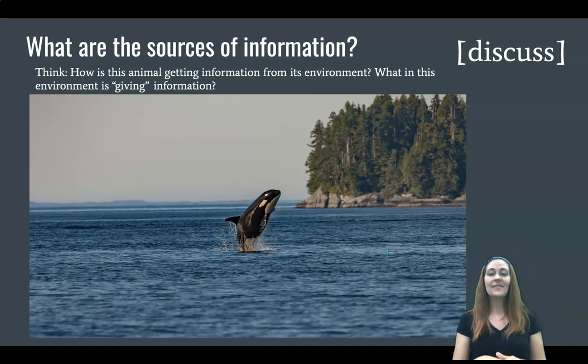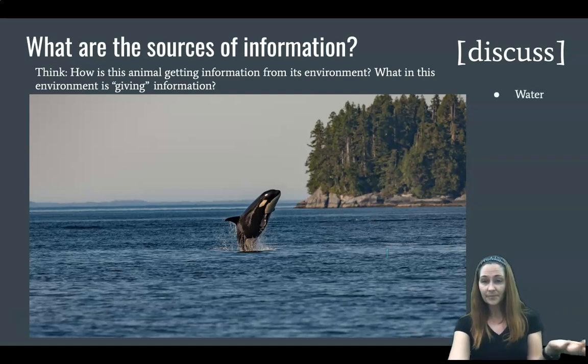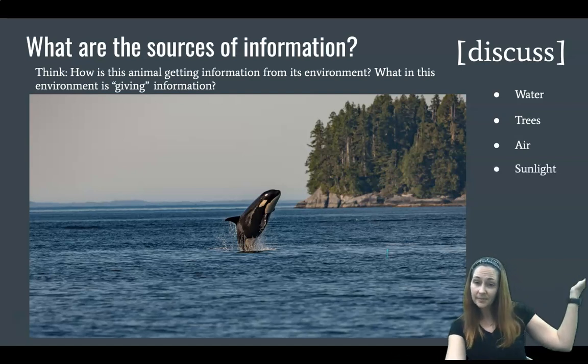And like I said, it's kind of everything that's around. So start naming. What could be a source of information here? Trees, water, rocks, air. I love that. There looks like there's some land in the background. Great. So we've got water. It's giving it information, right? We've got those trees over there, and we have the air. Those are different sources of information from this picture. Okay? And sunlight. Love that.